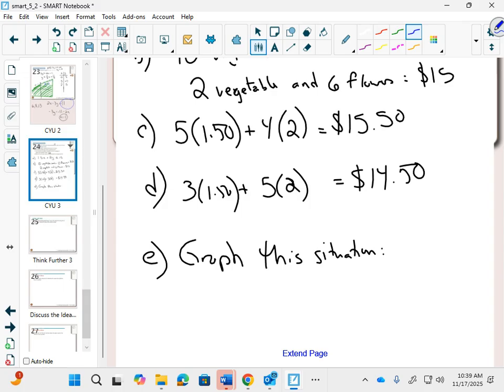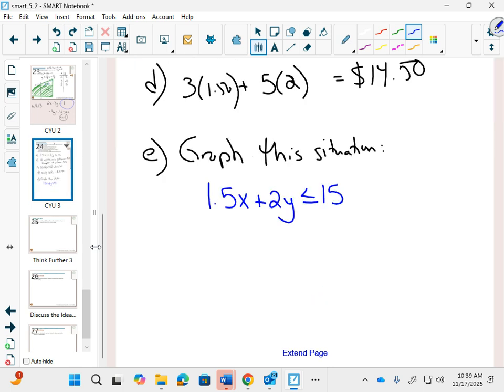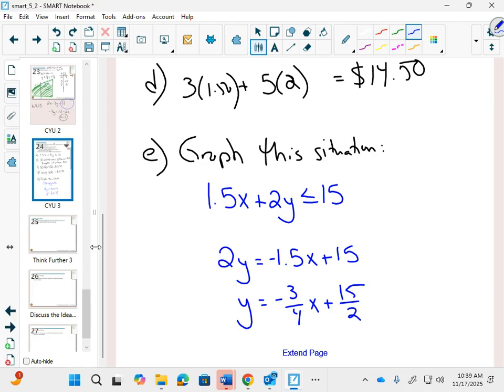Okay, so our equation was 1.5x plus 2y has to be less than or equal to 15. 2y equals negative 1.5x plus 15. Divide everything by 2, and you would have y equals negative 3/4 x plus 15 over 2. We're going to graph this. It has a y-intercept of 7.5. There we go.